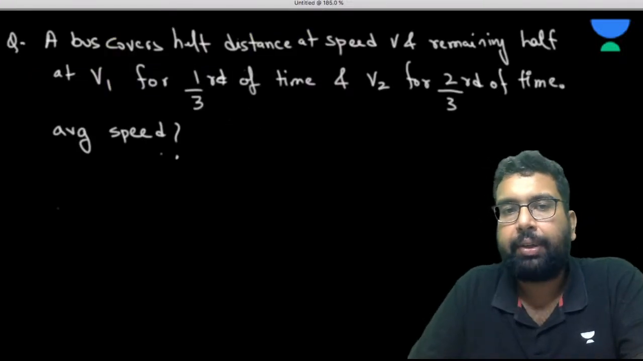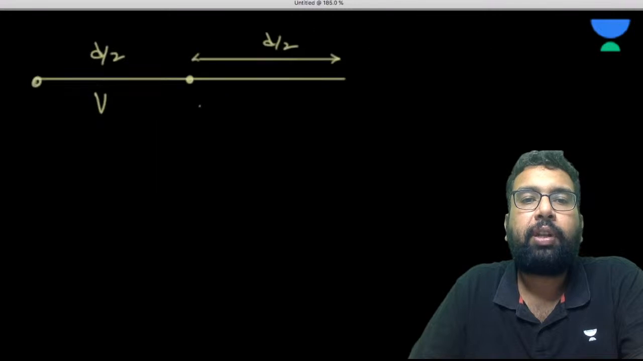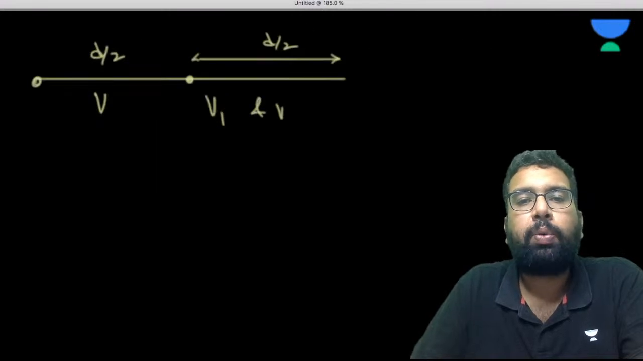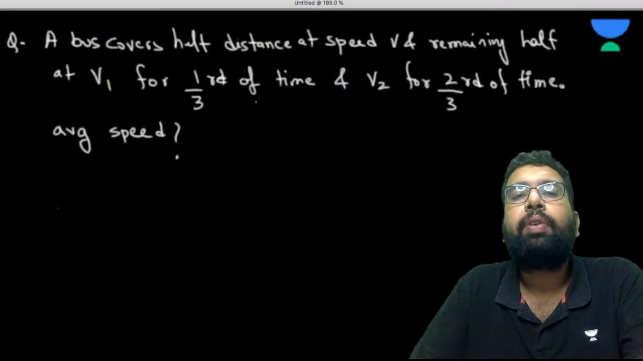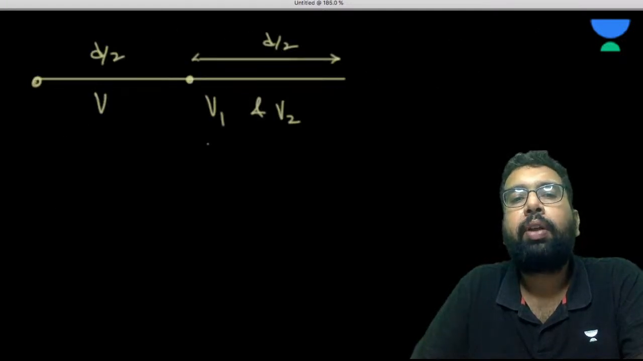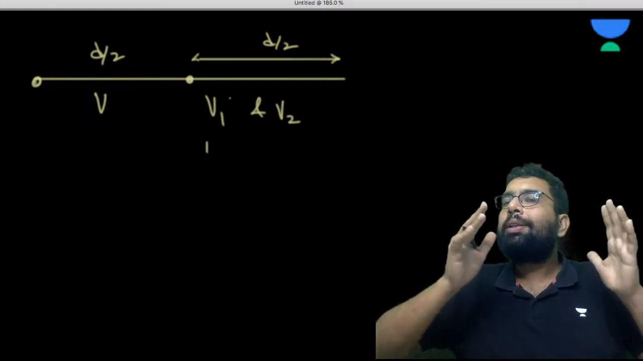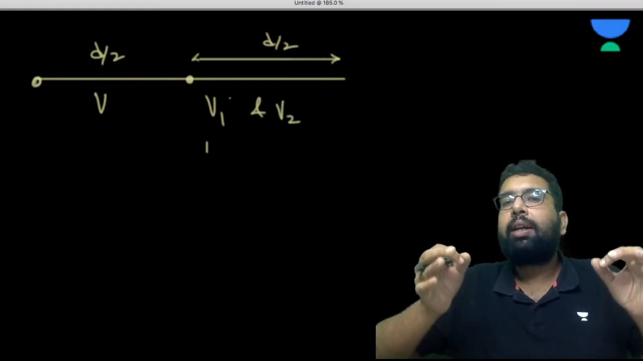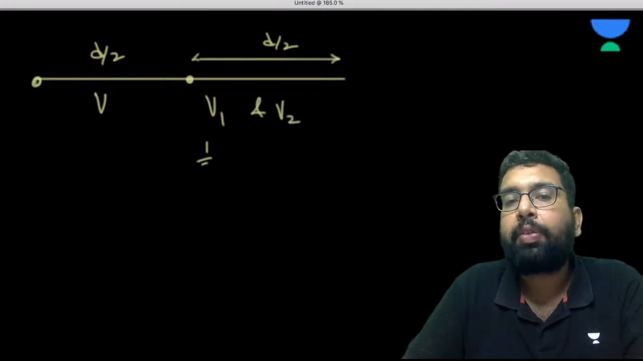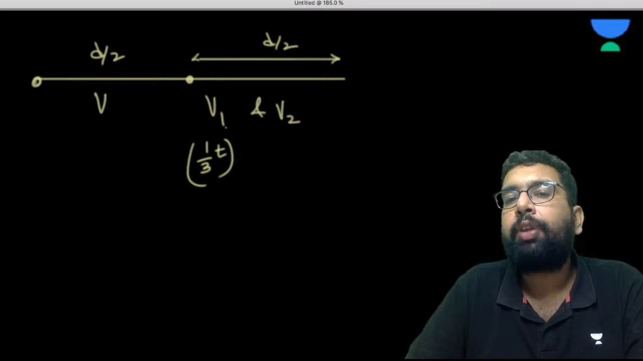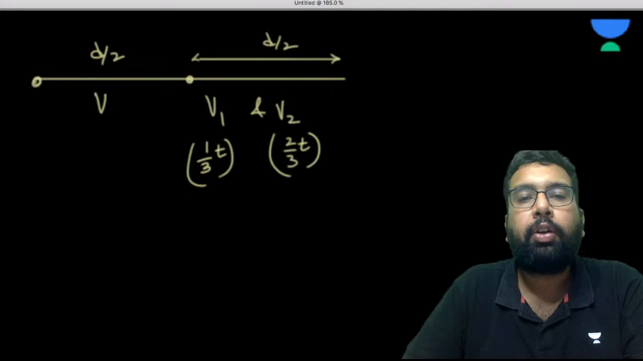Let's check. So here this distance is covered in two speeds, V1 and V2. Now what is the information given? To cover this distance, he must have taken some time. Now 1/3 of that time he moved with the speed of V1, and 2/3 of that time he moved with the speed of V2.